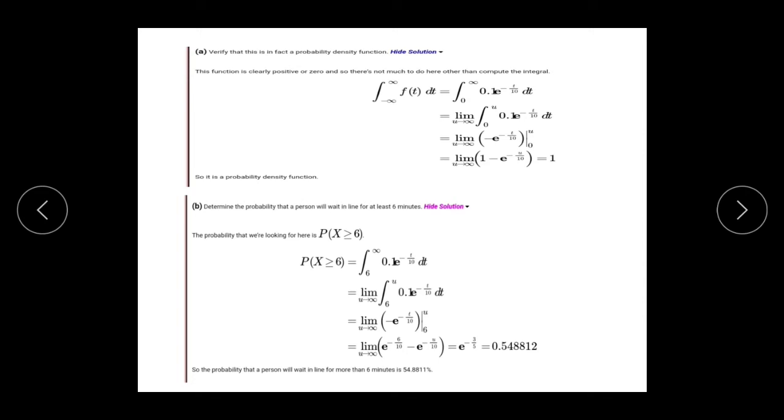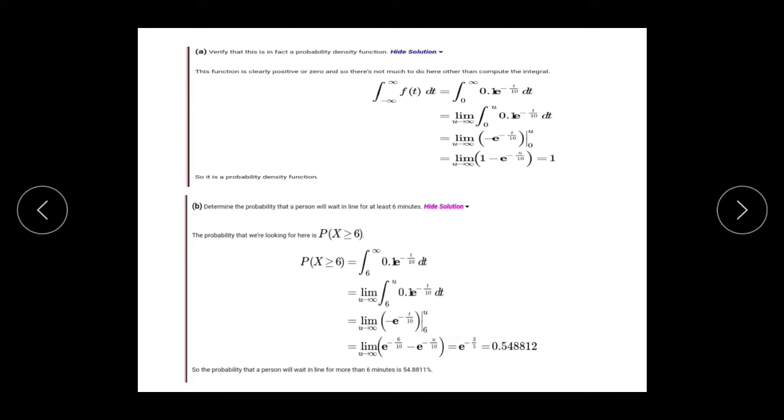So the probability that we are looking for is x is greater than or equal to 6. So integral ng 0.1 e raised to negative t over 10 dt from 6 to positive infinity. Limit of u to infinity, integral ng 0.1 e raised to negative t over 10 dt from 6 to u. Limit of u to infinity, quantity negative e raised to negative t over 10 evaluated from 6 to u.